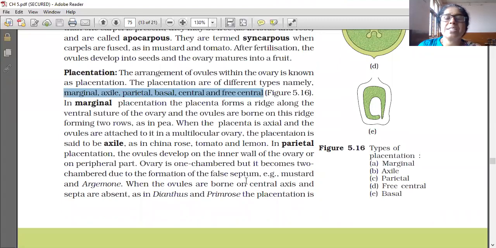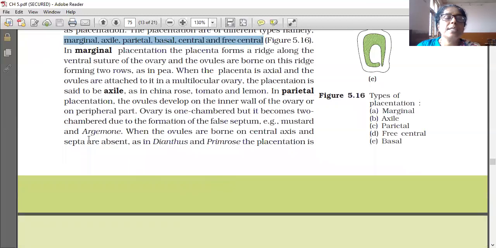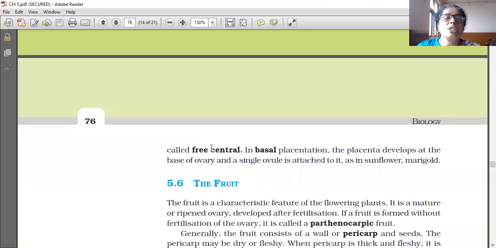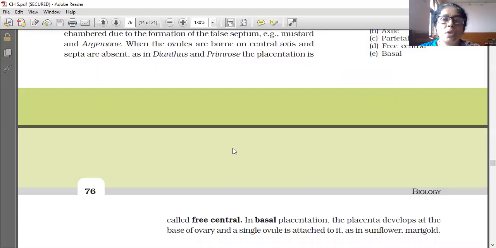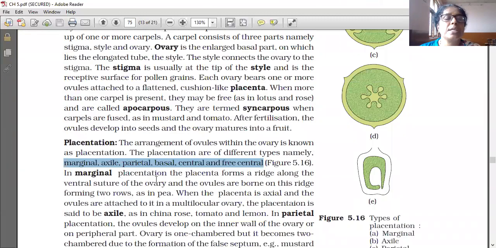When ovules are borne on the central axis and septa are absent, as in Dianthus and Primrose, the placentation is called free central. In basal placentation, the placenta develops at the base of the ovary and a single ovule is attached to it, as in sunflower and marigold. Placentation is an important topic, and this question is asked many times.